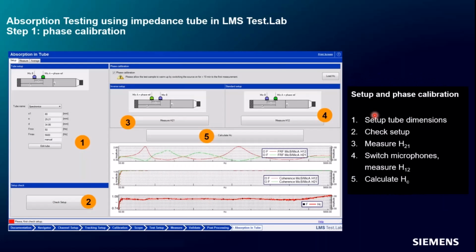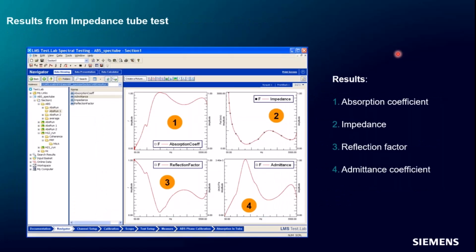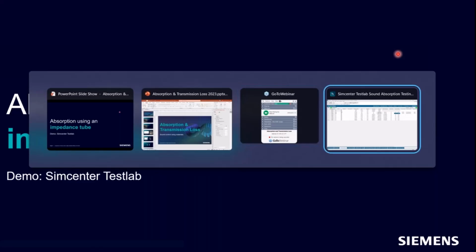This I'll show you in the software, but these are just the steps we're going to use in the software, and I'll take you through that in just a second. And then we're going to make our measurements and average those runs, and we'll get an absorption coefficient out. So absorption using an impedance tube, and I'll show you this in SimCenter Test Lab.